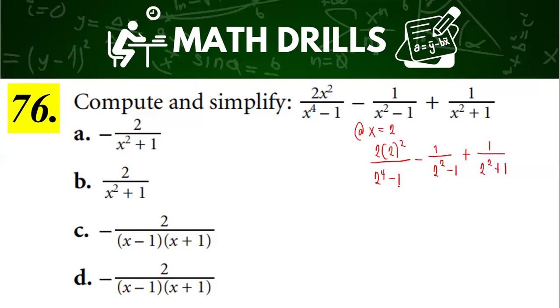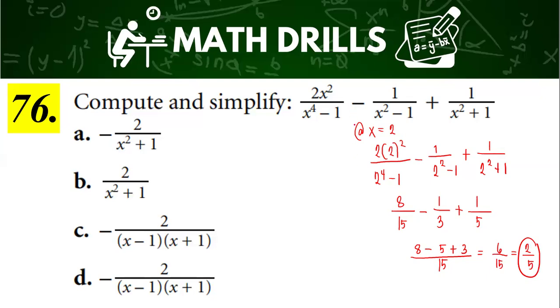We'll have 4 times 2, that is 8, and 2 to the fourth power is 16, minus 1 is 15. Then minus 1 over 2 squared minus 1, that is 4 minus 1, which is 3, plus 1 over 2 squared plus 1, that is 5. Let's combine: over 15, we get 8 minus 5 plus 3. So 8 minus 5 is 3, plus 3 is 6 over 15, which is equal to 2/5. When you evaluate, your answer will be 2/5.